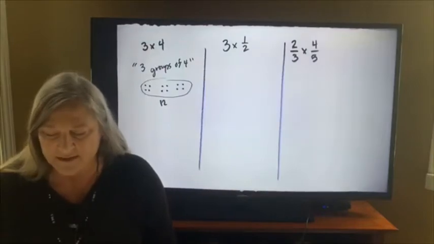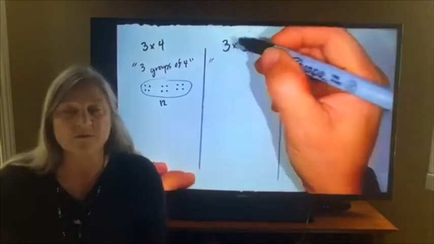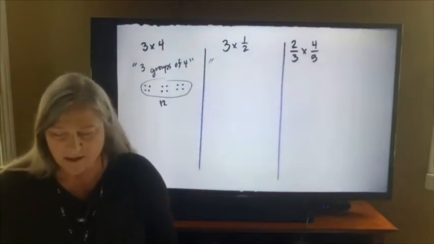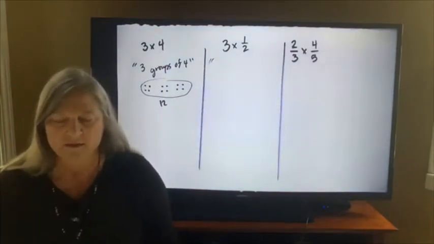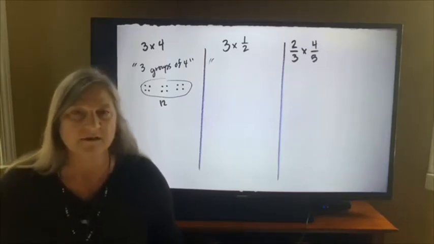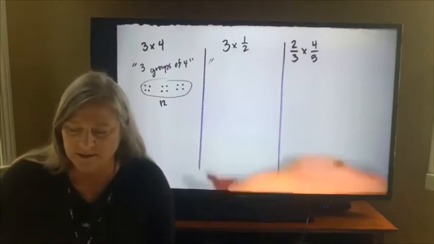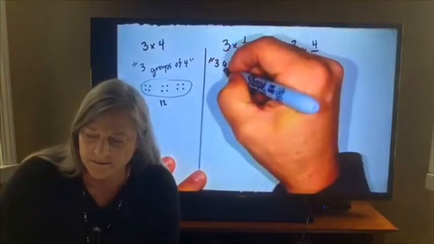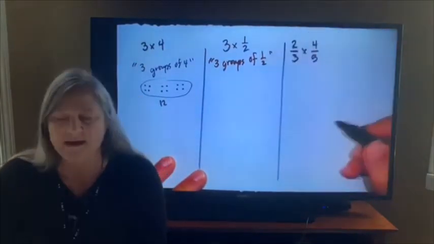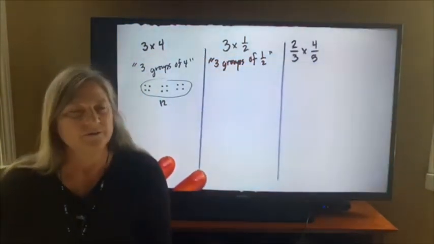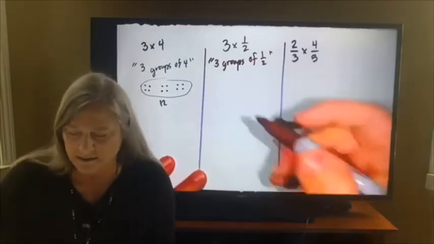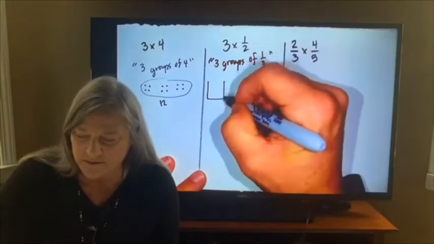So 3 times a half, that means, and always write down the narrative, the sentence. Write that down because that helps your students to really get the grasp. It doesn't mean forever and always they're going to have to write down 3 groups of a half. It's just a good practice to get them in. So 3 groups of 1/2. That's what that means. If we wanted to draw a picture of that, what would 3 groups of 1/2 look like? First we have to know what a half looks like.